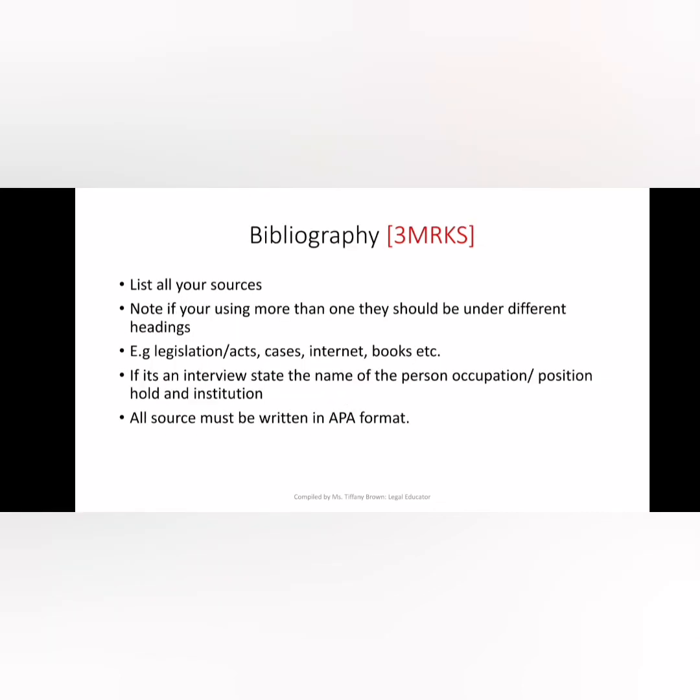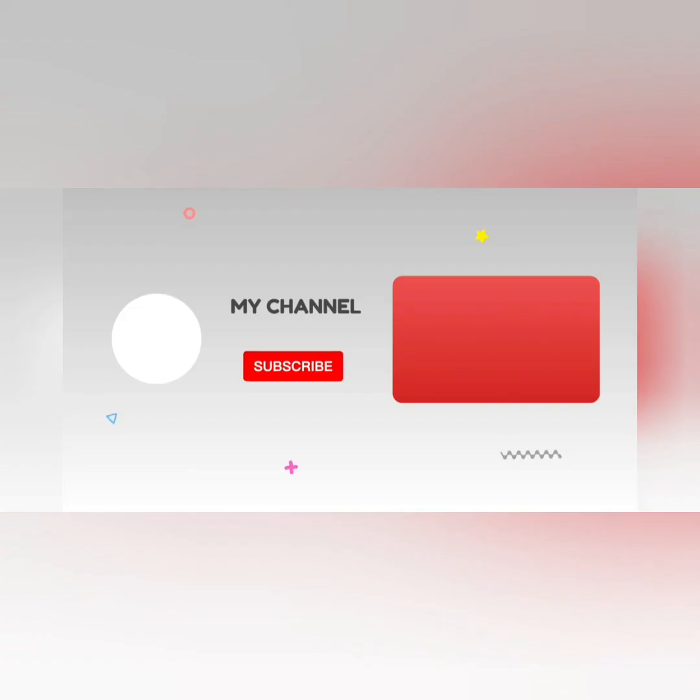Your bibliography is worth 3 marks. List all your sources. Note if you're using more than one type, ensure that they're under headings, and all your sources must be in APA format.